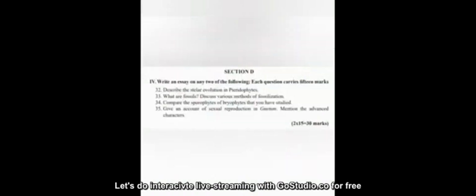Section D. 4. Write an essay on any 2 of the following. Each question carries 15 marks. 32. Describe the stellar evolution in pteridophytes. 33. What are fossils? Discuss various methods of fossilization. 34. Compare the sporophytes of bryophytes that you have studied. 35. Give an account of sexual reproduction in Gnetum. Mention the advanced characters. Now you have to write any 2 for obtaining 30 marks.